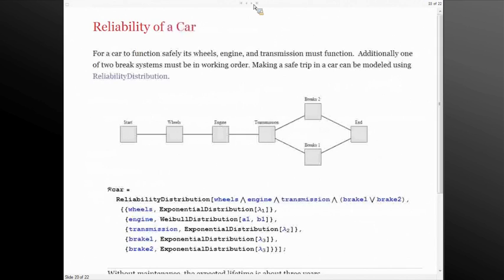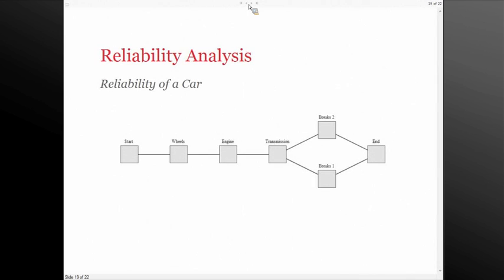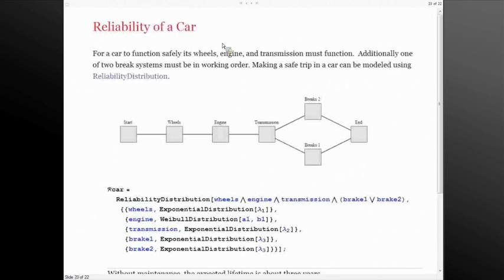Okay, the reliability analysis of a car. So this is a very simple model for a car. The idea is that if I start at my starting point and I need to get somewhere safely, there are several things that have to work. My wheels have to work, my engine, my transmission, and one of my 2 brake systems. All modern cars have 2 brake systems.